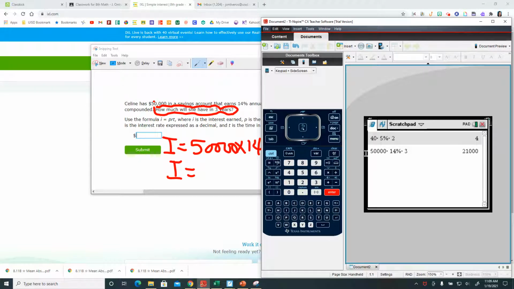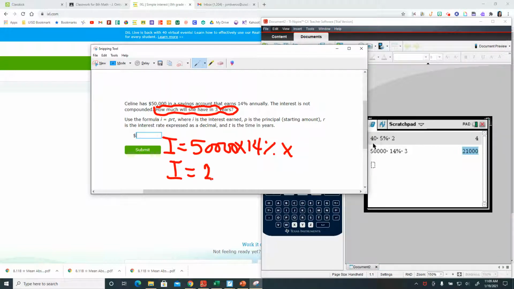Okay, is that what you're gonna have after 3 years? I mean, you initially had 50. Do you think you're only gonna have 20,000 after 3 years? No, this is the interest. That is the interest. But how much would you have after 3 years? You're gonna have this interest plus the 50,000. Okay, so that's how you know the difference.